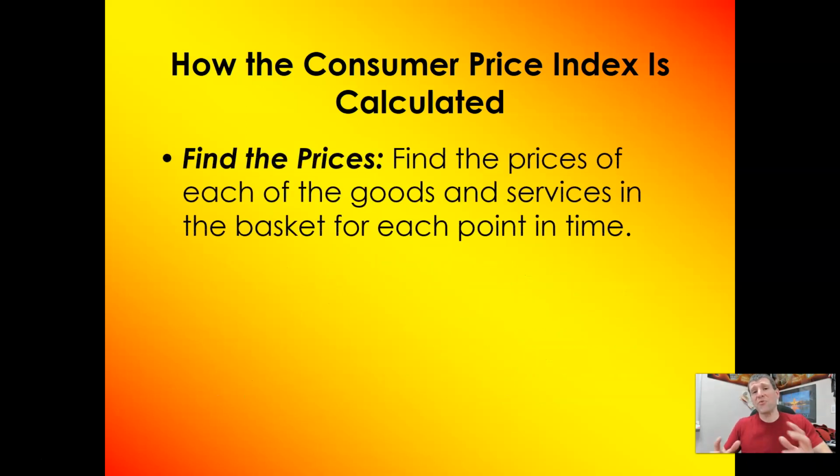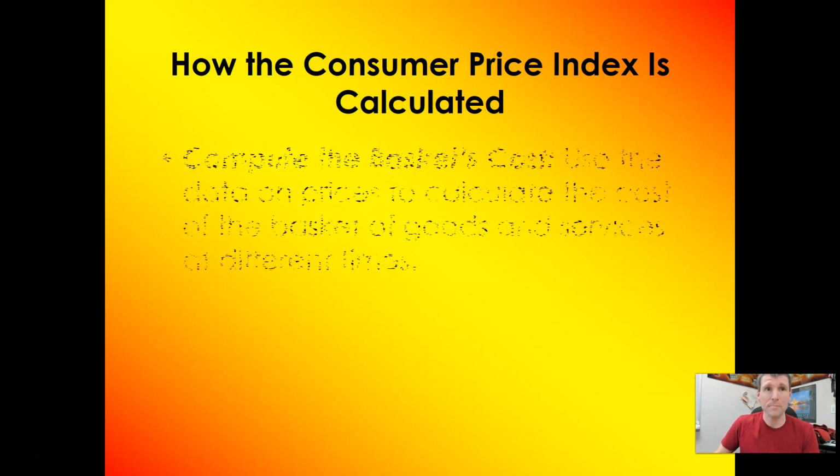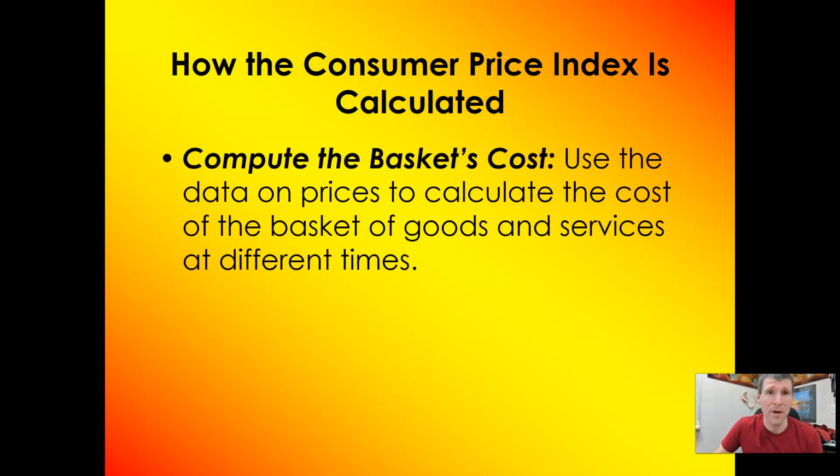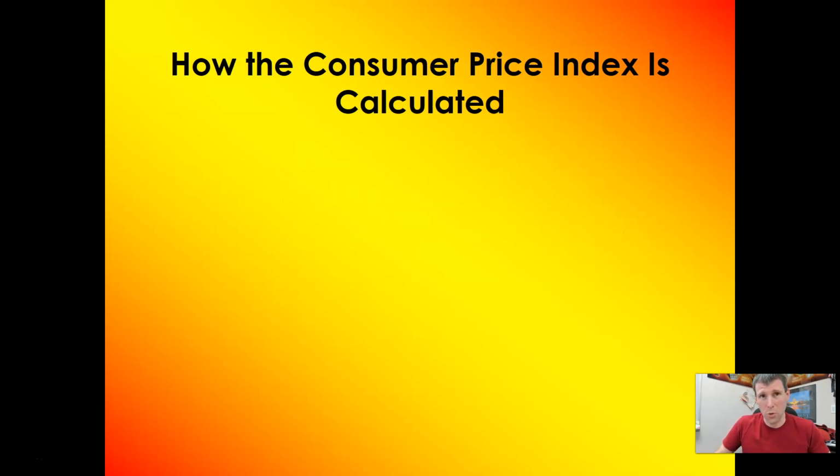All right, so you fix the basket, you decide what is going to go into the basket, and then you find the prices. So BLS has gone down the aisles, they decided what they're going to put into the basket, and then they look at the prices on the shelves and see what each one of these things is going to cost. And then they compute the market basket's cost. So this is where they do the checkout. Knowing what the prices are, they are able to compute how much everything in the market basket cost overall in total.